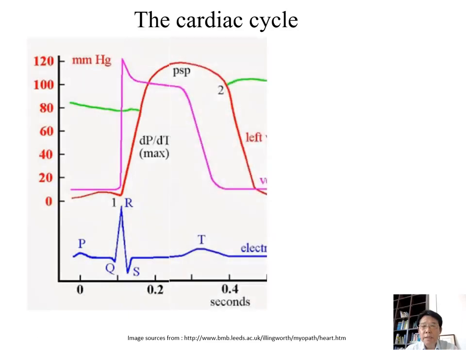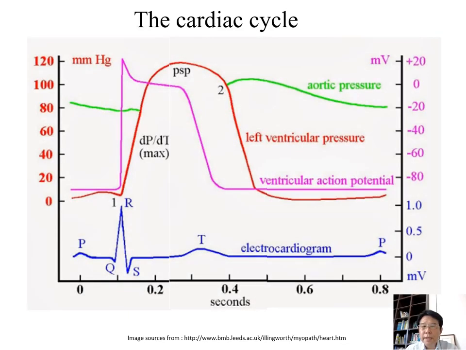In the normal cardiac cycle, the pink line is the ventricular action potential, the red line is left ventricular pressure, and the green one is aortic pressure.